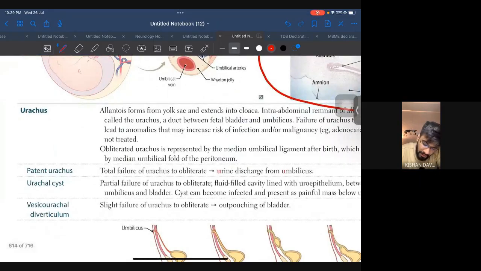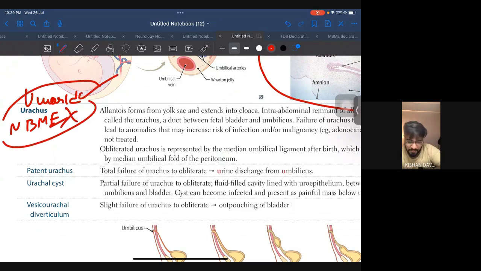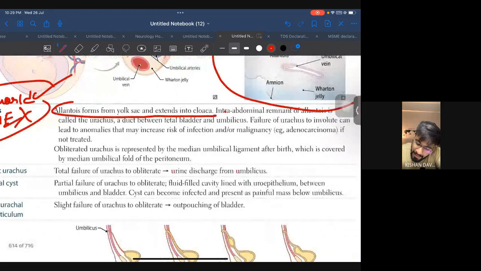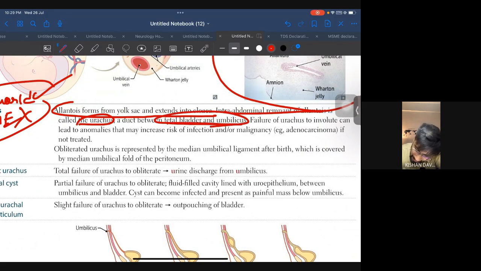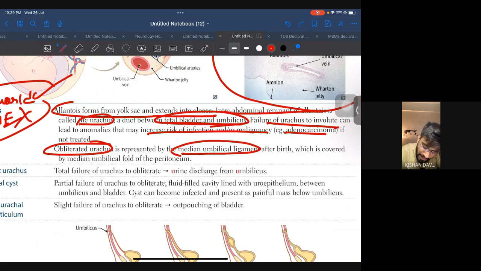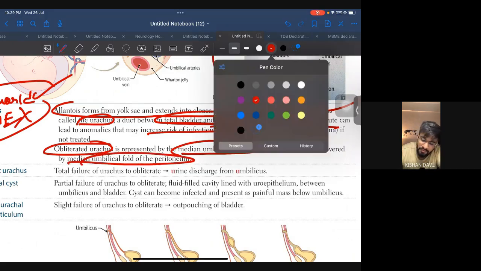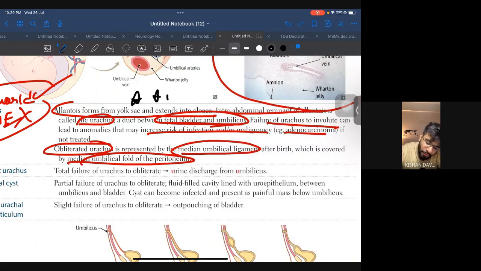Moving to the urachus. UWorld has asked, NBME hasn't asked. Okay, UWorld has asked, so let's see. Allantois forms from the yolk sac and drains into the cloaca. The intra-abdominal remnant of allantois is called urachus, a duct between the fetal bladder and umbilicus. Failure of urachus to involute can lead to anomalies that increase the risk of infection and adenocarcinoma. A non-obliterated urachus is represented by the median umbilical ligament after birth, which is covered by the median umbilical fold of peritoneum. Each and everything is very high yield from the UWorld point of view.